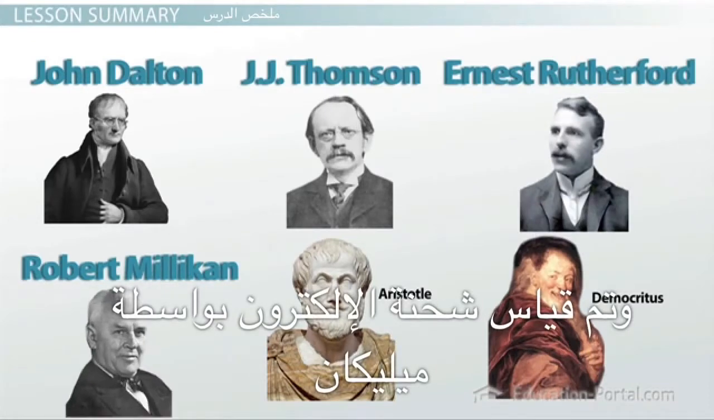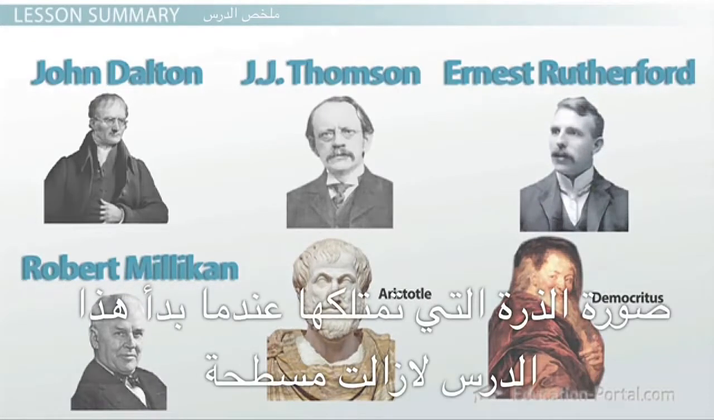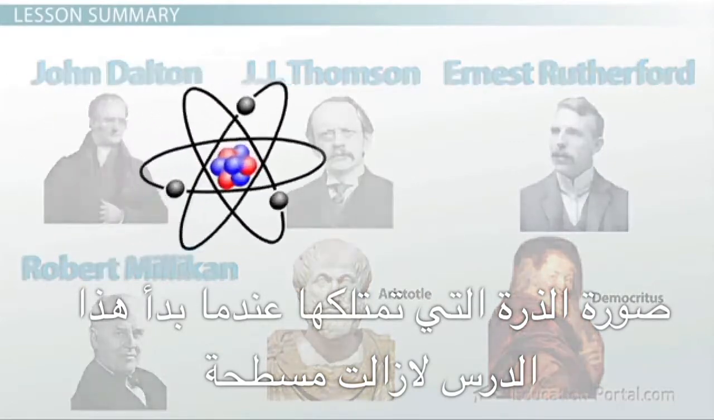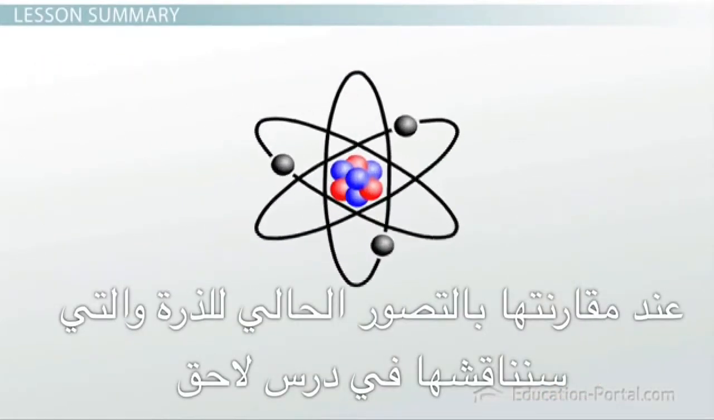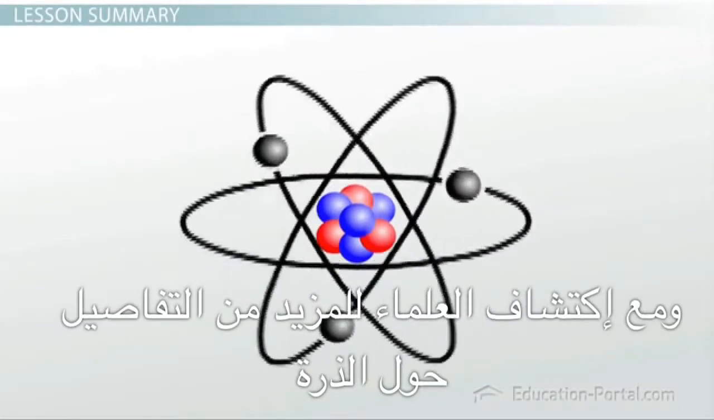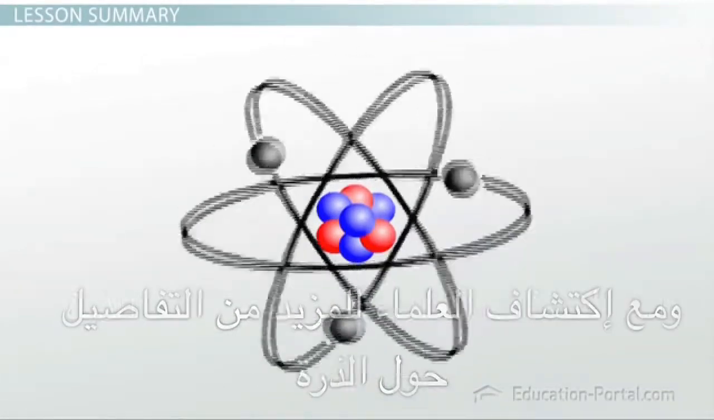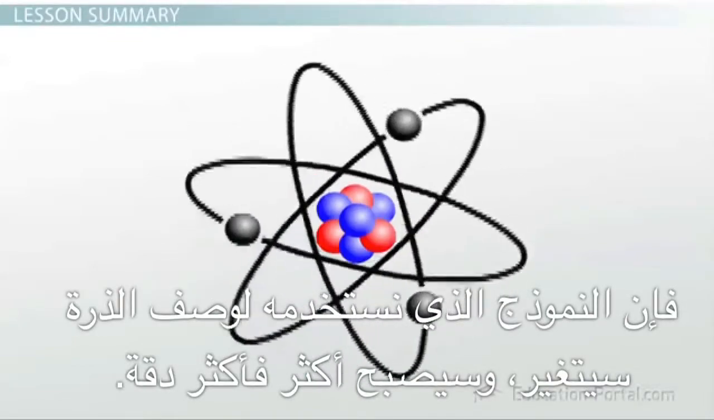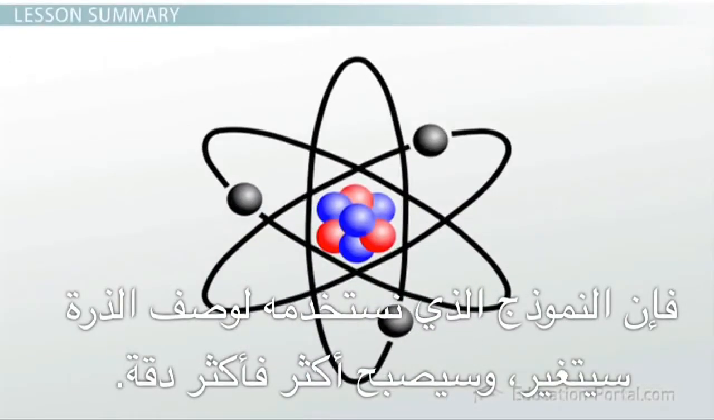was measured by Millikan. The picture of the atom you had when this lesson started is still flawed when compared to the current view of the atom, which we will discuss in a future lesson. And as scientists uncover more details about the atom, the model we use to describe it will change and become more and more accurate.